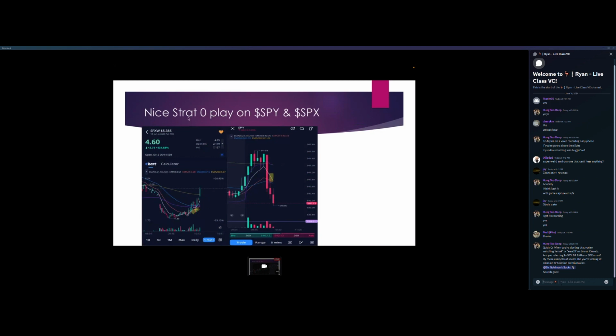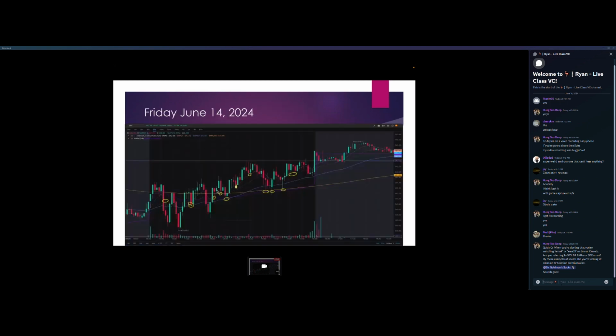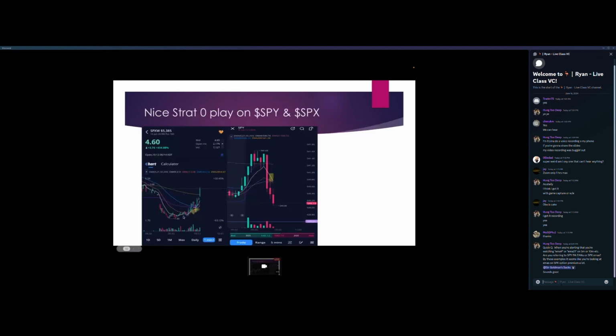So that's how you can use strat 0 right here, strat 0 play on SPY and SPX, and that's how you're able to catch this move down to the low of the day. You can see that this went from 185, so this is around maybe, I'm not sure, this could be like 2.3, 2.4, so this is probably around 280, 290, but this did go up to 500. I know I remember seeing it around 500.